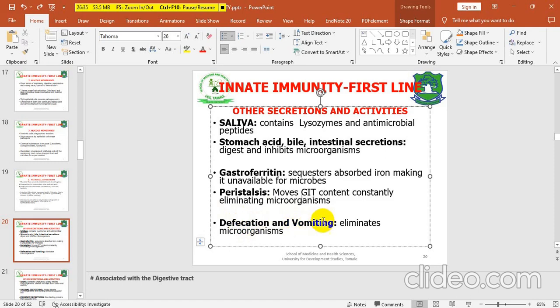So vomiting is also the same. When you vomit, whatever comes out contains the organisms. The more you vomit, the more the organisms are released. But if it becomes too much, you will faint because you will be dehydrated.